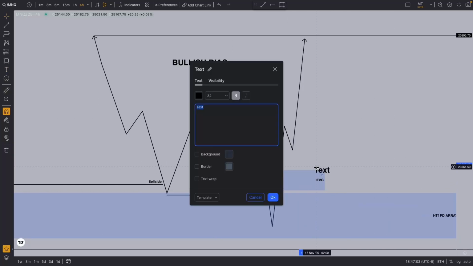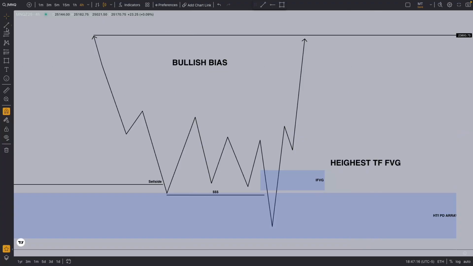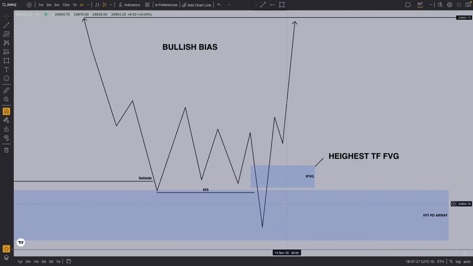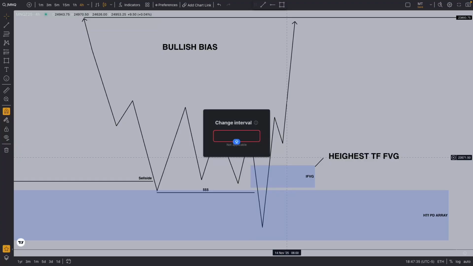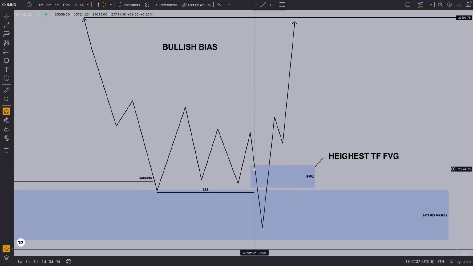This is very important. The highest time frame fair value gap to get inversed. I don't know if I spelled that right, but highest time frame fair value gap to get inverse. So let's say this is a 1 hour fair value gap, and this is like the 5 minute, right? I'm checking 1 minute, 2 minute, 3 minute, 5 minute. Okay, 5 minute. This is fair value gap. I'm taking the highest time frame fair value gap to inverse.